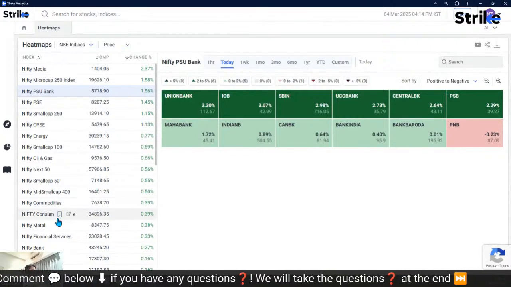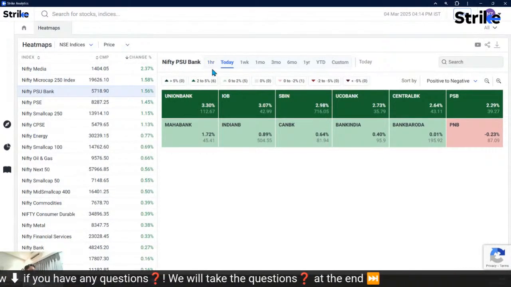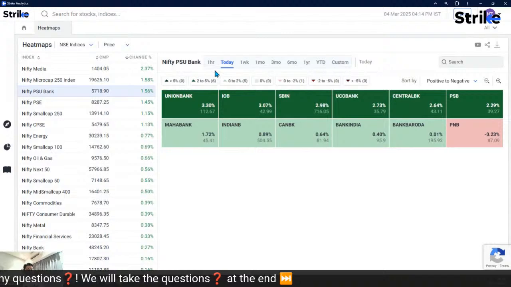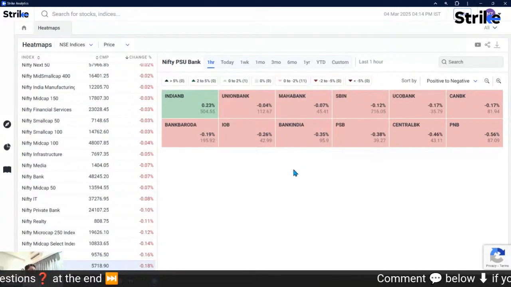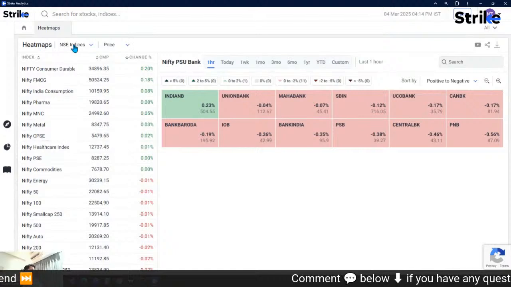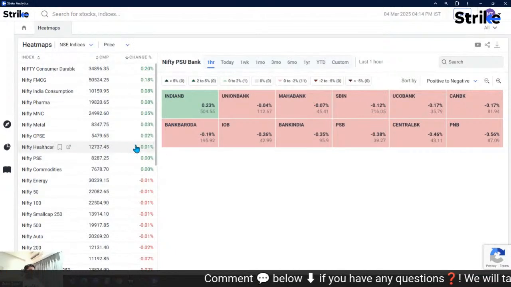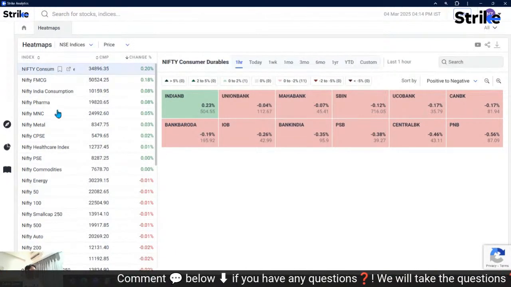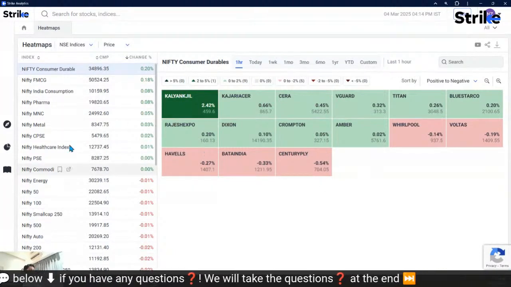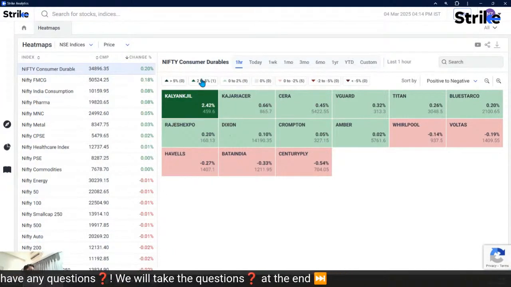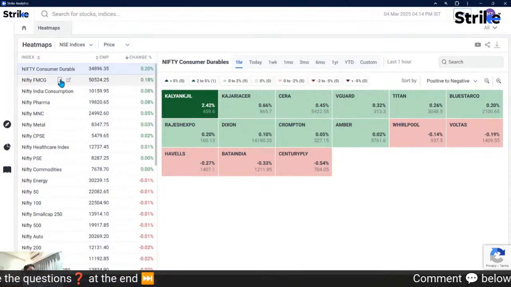So similarly, these are Nifty indices. You also want to check during the day which indices performed well in the last 1 hour. So in the last 1 hour today, Nifty consumer durables was the one to outperform all the other indices. All right, and these are the stocks which are included in Nifty consumer durables.